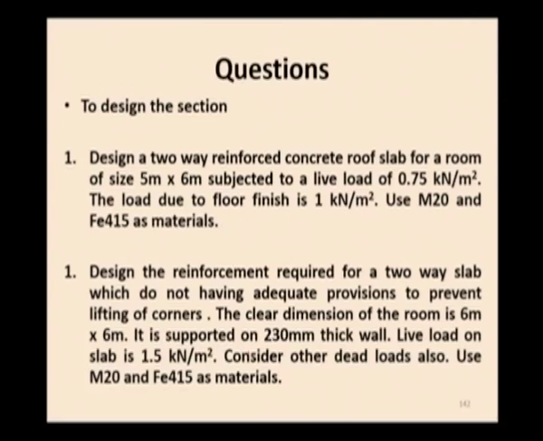The second problem: design the reinforcement required for a two-way slab which does not have any adequate provision to prevent the lifting of corners. The clear dimension of the room is 6 meter by 6 meter. It is supported on a 230 mm thick wall. Live load on the slab is 1.5 kilonewton per meter square. Consider other deck loads also. Use M20 and Fe415 as materials.